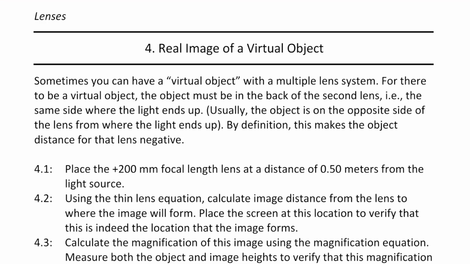And then the last part of the lab is about a real image of a virtual object. So sometimes you can have a virtual object if you have a multiple lens system. And they tell you here that in order for there to be a virtual object, the object has to be in the back of the second lens. And then they go on to explain more, like it's the same side where the light ends up.